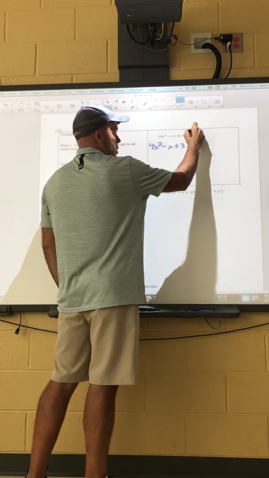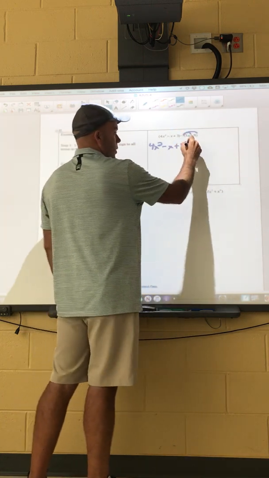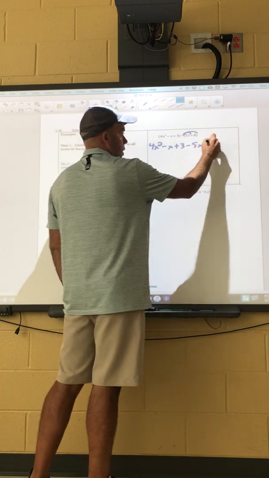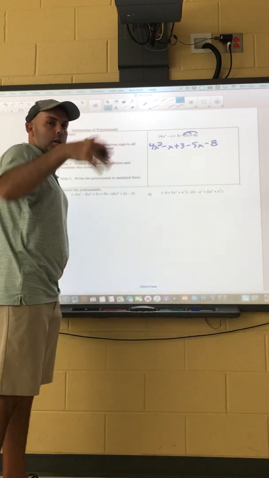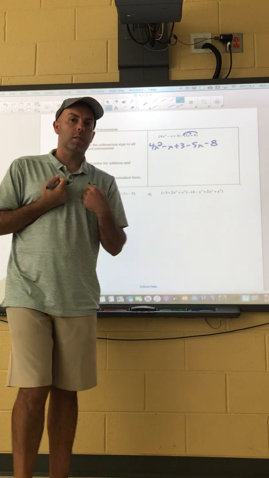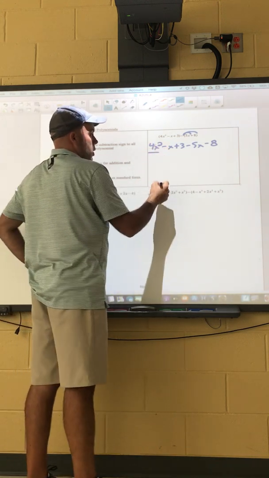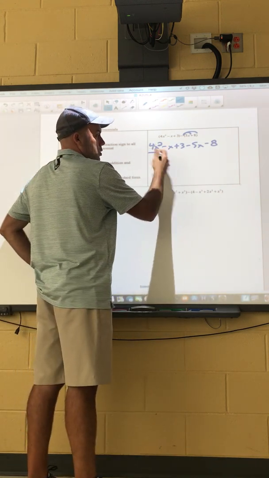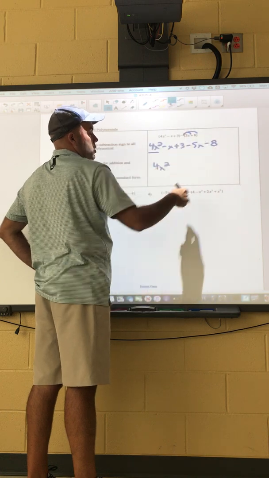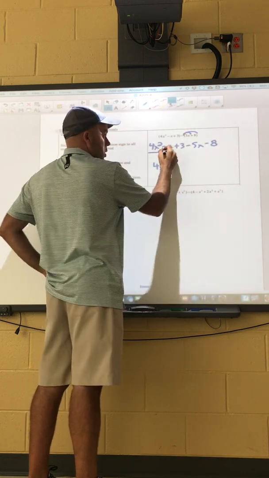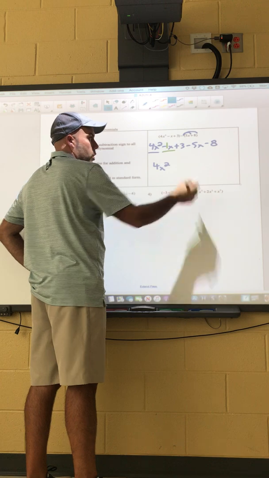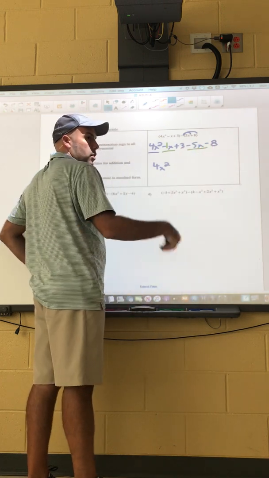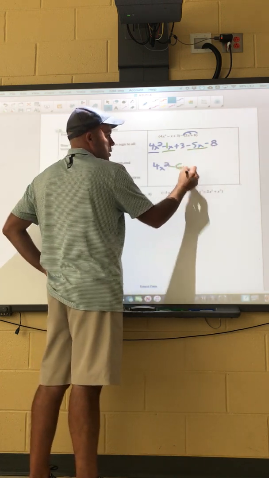Now I'm going to distribute that negative. So this was 5x, now it's negative 5x. That was 8, now it's negative 8. Now I'm going to combine like terms. And again, I'm going to go from highest to lowest exponent. So I see my 4x squared here, so I'm going to write that down because there's no other x squared term. Okay, so now I'm looking for just my x term. So I see negative x, remember that's like negative 1x, and negative 5x. So negative 1, negative 5 is negative 6x.